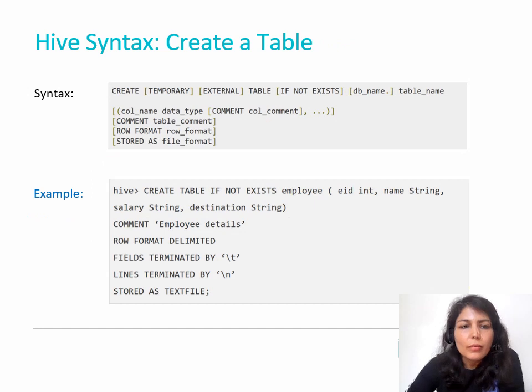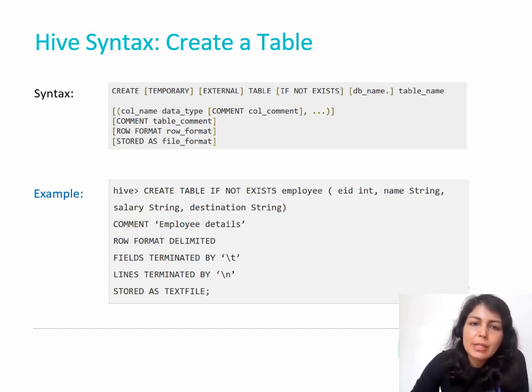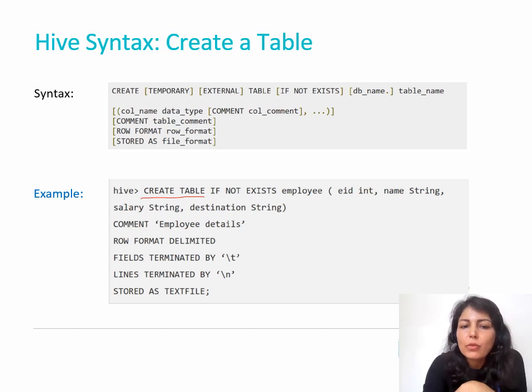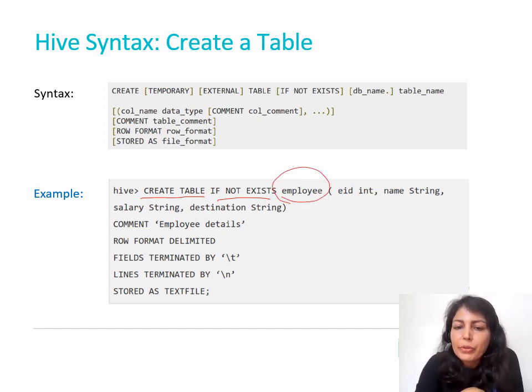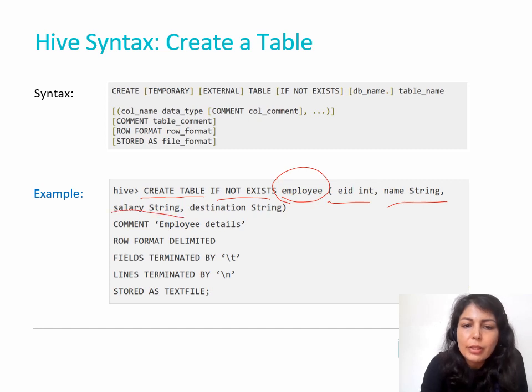Okay. Now how can you create a table? This is the syntax here. Let's explain it through an example. You will use the keywords create table, if not exists, similar to what I explained for the database, and the table name is employee. Now you have to define the elements or fields in the table. The first one is employee ID, EID, integer, name a string, salary a string, destination a string. And you can add a comment in case anybody sees this table.